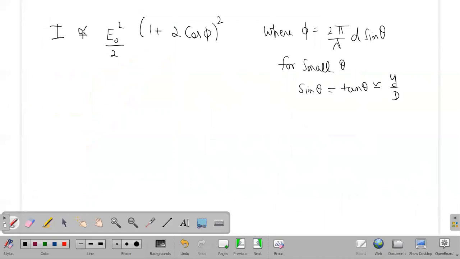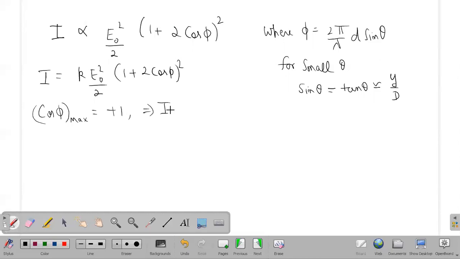And then convert this proportionality into equality by introducing a constant. So I get I as some constant k into E naught square by 2, and then 1 plus 2 cos phi whole square. Now we will look for the maximum value. We know that cos phi has a maximum value equal to plus 1. When I put cos phi as 1, I get the maximum intensity as k E naught square by 2 times the square of 3.